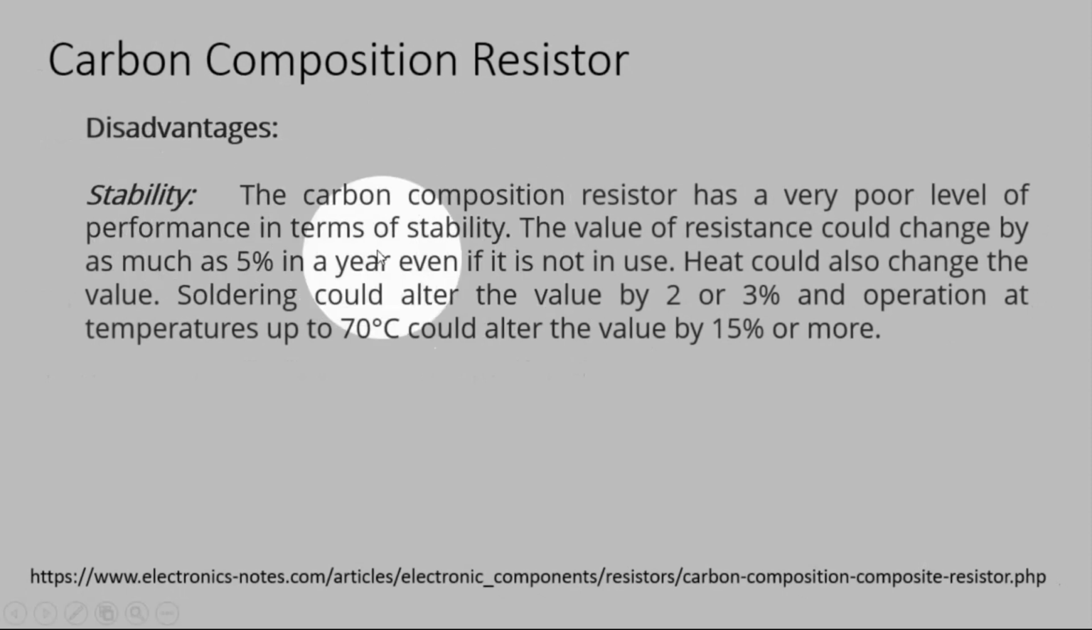This kind of resistor is very unstable. Heat could also change the value when you expose this resistor to a higher temperature. When you are soldering, the value could be altered by 2 to 3%, and operation at temperatures of up to 70 degrees Celsius could also alter the value by 15% or more. So it is very unstable.